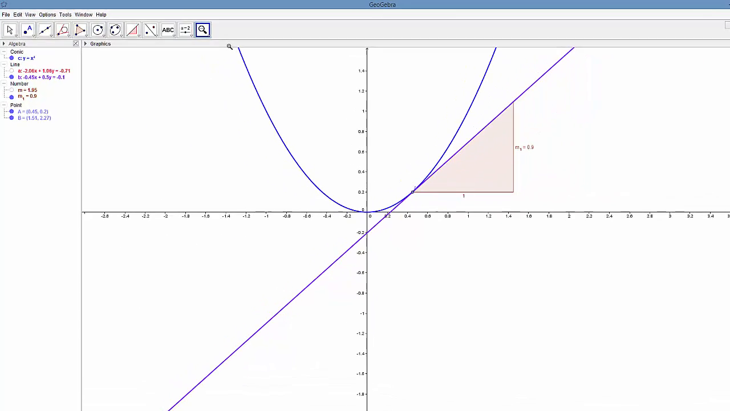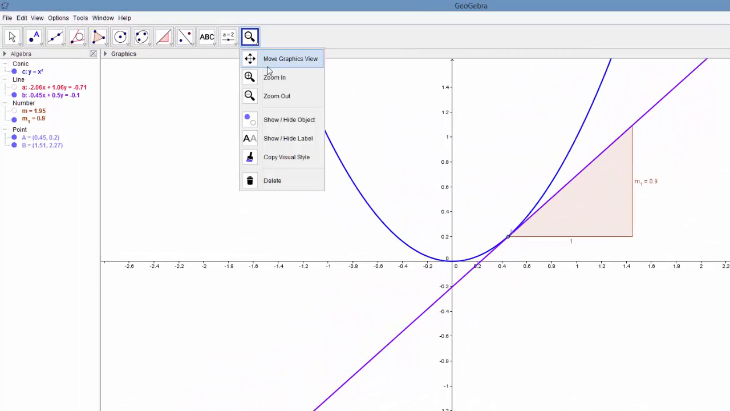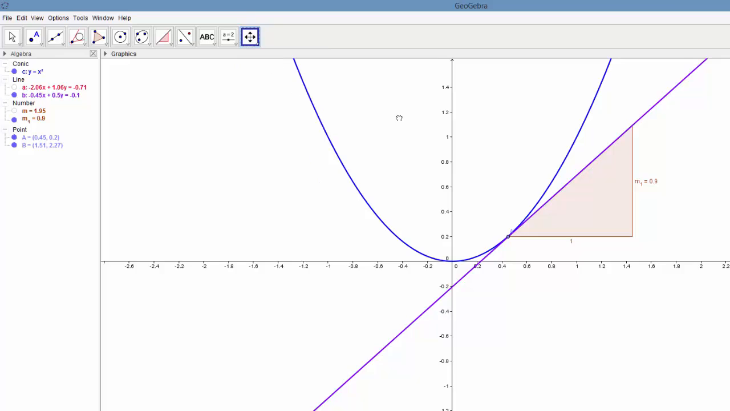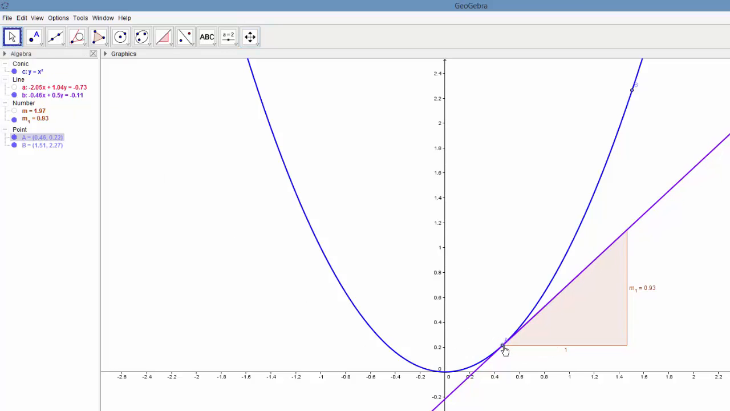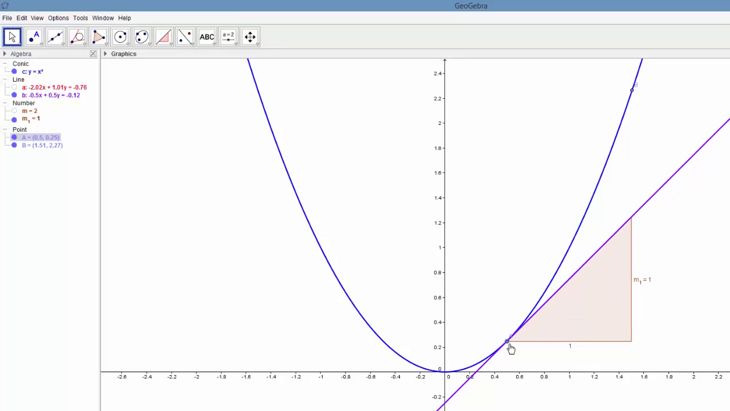So now, instead of our slope being 0, you can see that our slope is close to 1 now. So at this point, let's go ahead and make it exactly 1. So at the point x equals 0.5, the slope of our tangent line is going to be exactly 1 at that position. So let's do it again.